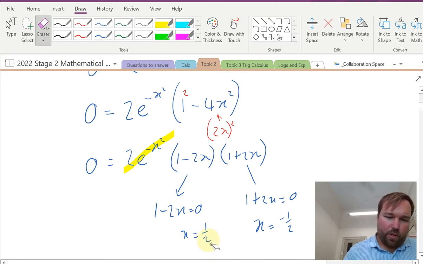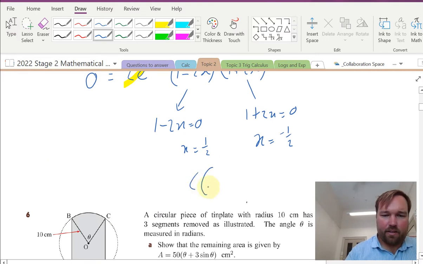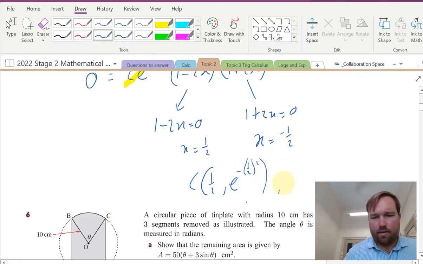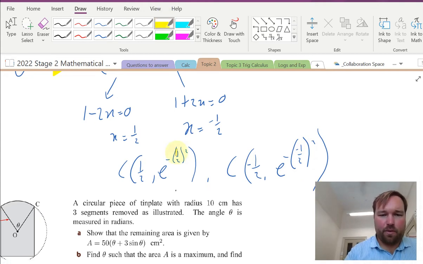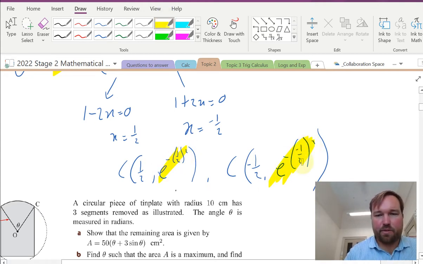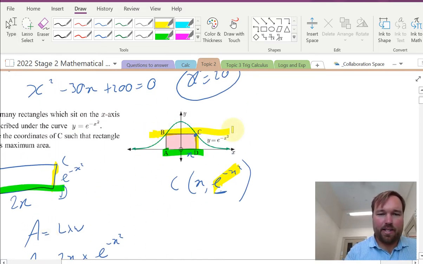So to fully answer the question, the coordinates of C are a half, e to the minus a half squared, and minus a half, e to the minus a half squared. And you might be thinking those two are the same because minus a half just makes it positive, and you're absolutely right, they should be the same. That will be this height here.